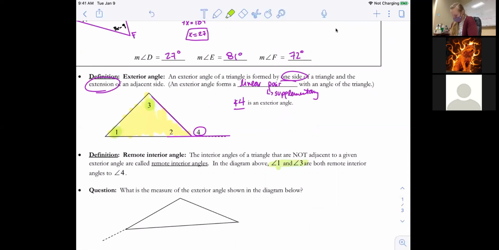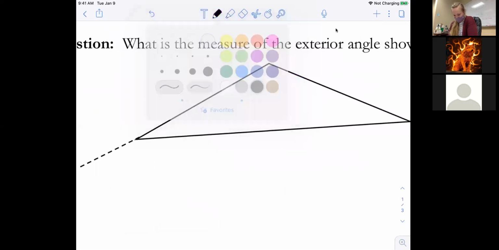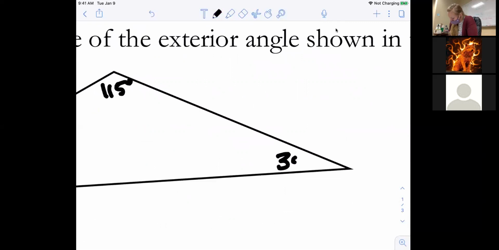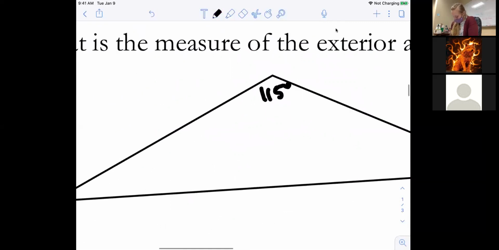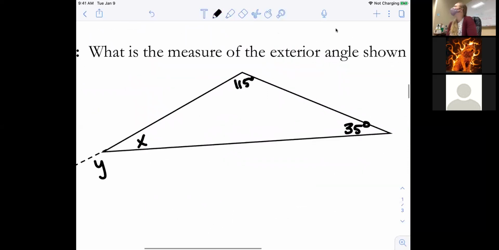Okay. All right. We're going to find measures of angle X and Y in here. I would have had to give this to you. I'm sorry, I have to kind of self-draw this on here. That top angle is 115, and the angle on the right is 35. The other interior angle is X and the exterior angle is Y. I want to find Y, but first we need to find X. How do we find X?